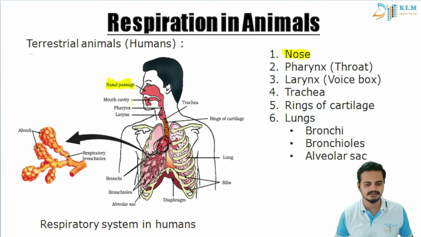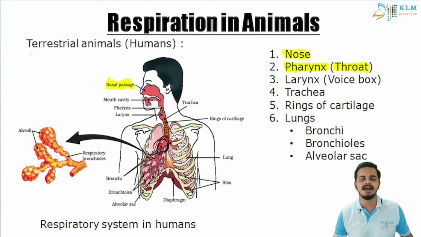Sometimes it enters through the buccal cavity, but most of the time it enters through the nose. Then where does the air go? It goes to the throat. We call it commonly the throat, but it is the pharynx. You should practice it to remember it as pharynx. Then comes the larynx, which is the voice box. The reason I am able to speak is because of the larynx, students.